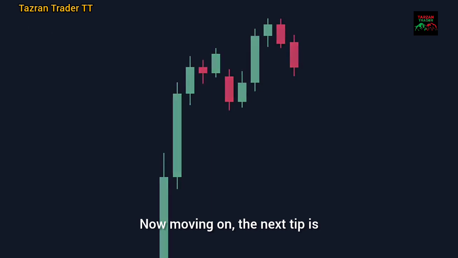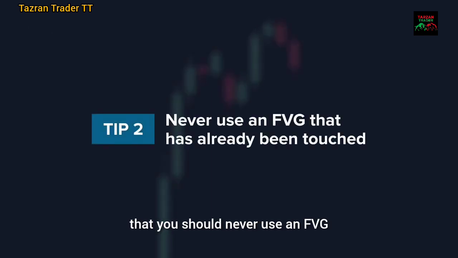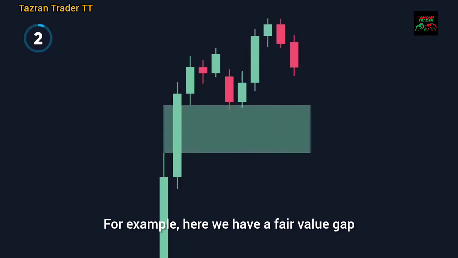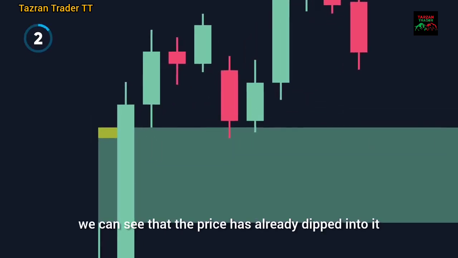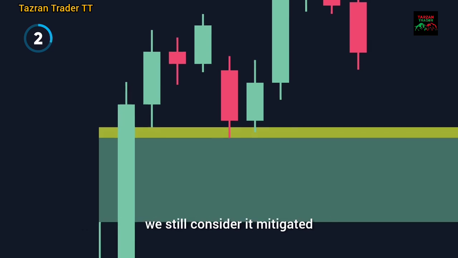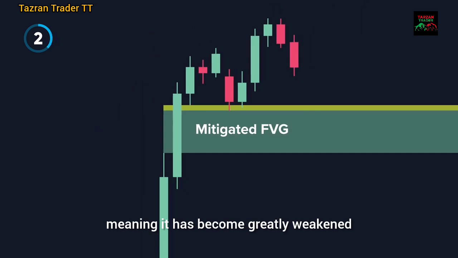Now moving on, the next tip is that you should never use an FVG that has already been touched. For example, here we have a fair value gap, but if we look closely, we can see that the price has already dipped into it. Even though it barely entered the FVG, we still consider it mitigated, meaning it has become greatly weakened.